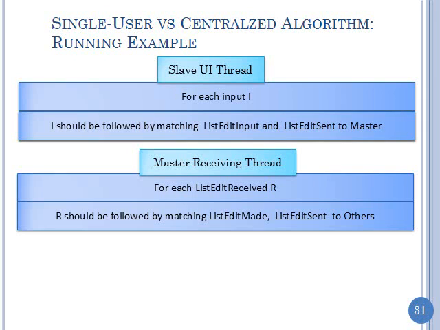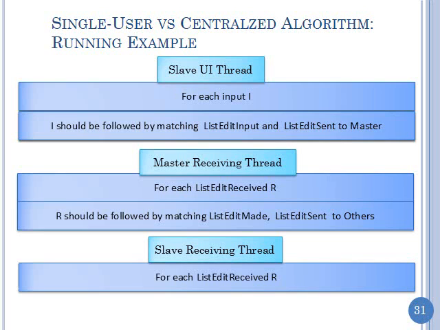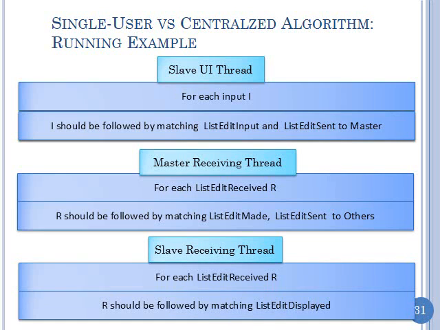right? And for slave receiving thread, for each list edit received R, we're going to display them, right? So this loop, this sequence of actions just became distributed. This is sort of classical distributed computing, except that there's an others here, that the action is going to other collaborators also. It's not just coming back to you.